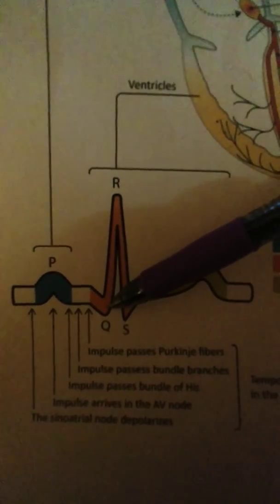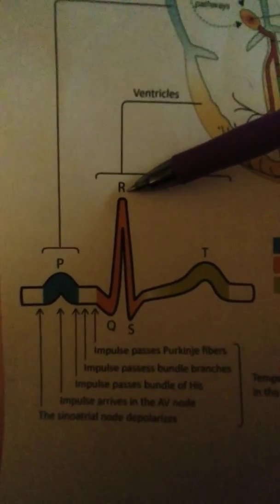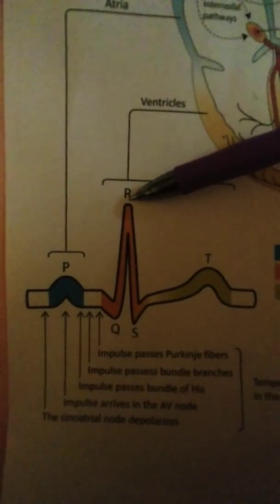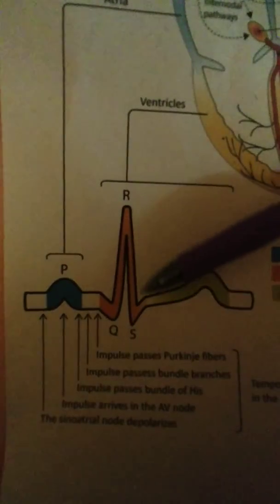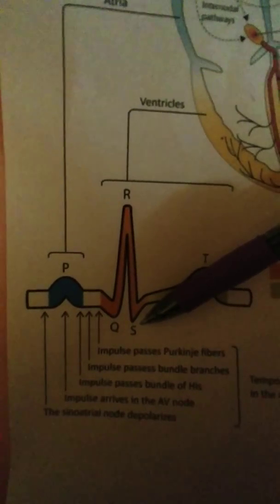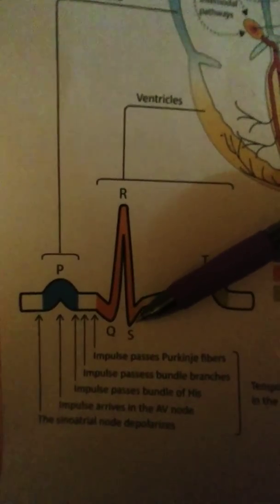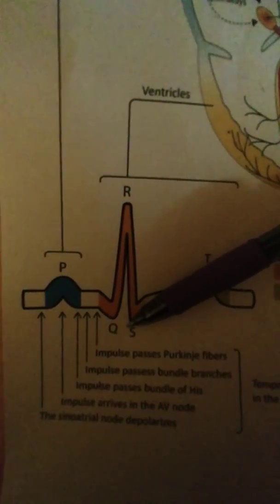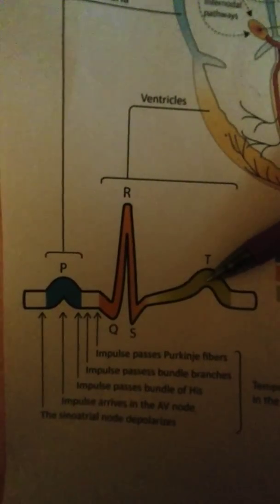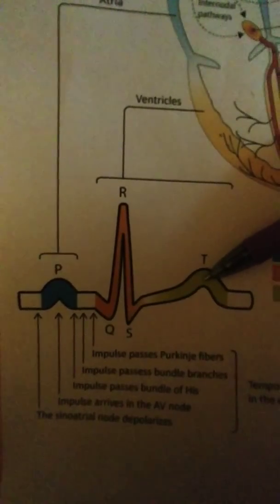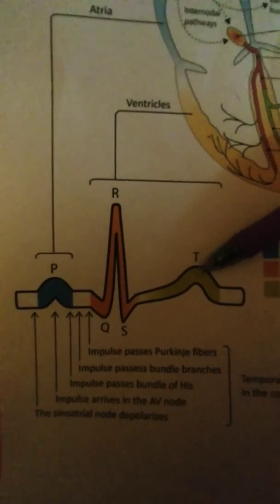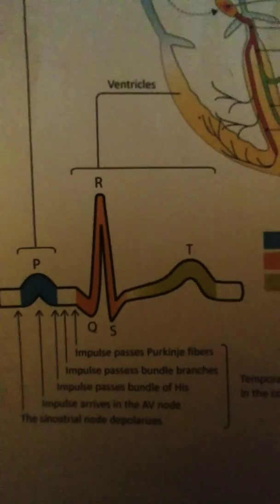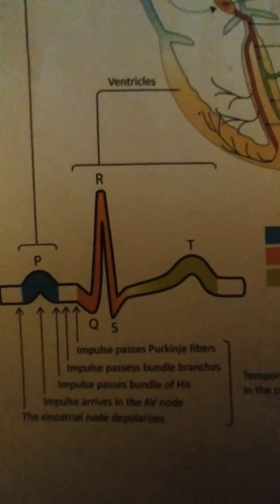And then once it goes to R, the R wave marks the heart's contraction of the left ventricle, and then the S wave marks the heart's contraction of the right ventricle. And then once we get to the T wave, that is where the heart ventricles are relaxing and the ventricles are then waiting for the next electrical impulse.